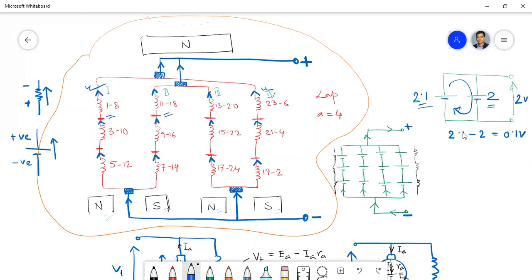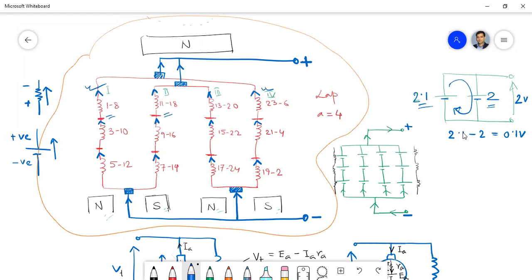But in case of wave winding, we don't have this type of problem. Can you tell me why this problem is not obtained for wave winding? Sir, in wave winding, all the parallel paths come under all the poles. There are only two parallel paths, so if there is a mismatch problem, it will be included in all the parallel paths, isn't it? Yes, sir.